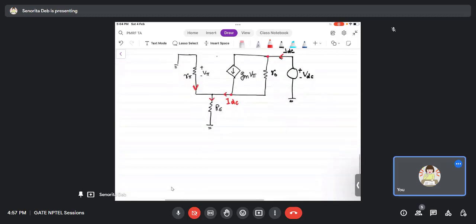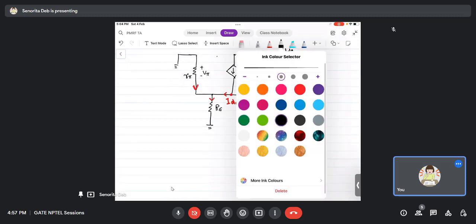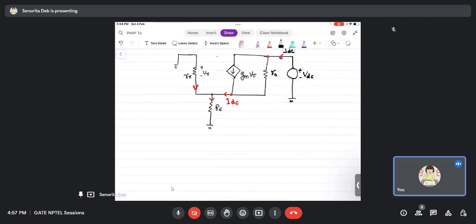Let me see if I'm able to come up with something. So one is at this node A. What is the voltage at node A? VA is nothing but minus V pi. You can check. VA is the voltage with respect to ground, right? And the voltage at VA with respect to ground is nothing but V pi in a negative way, so minus V pi with respect to ground.